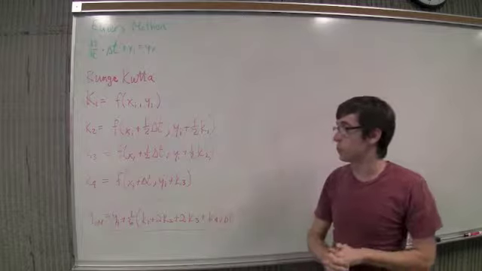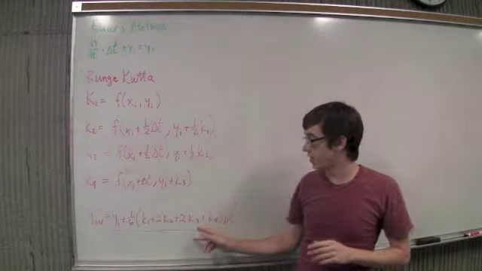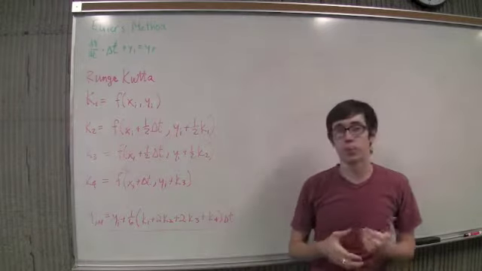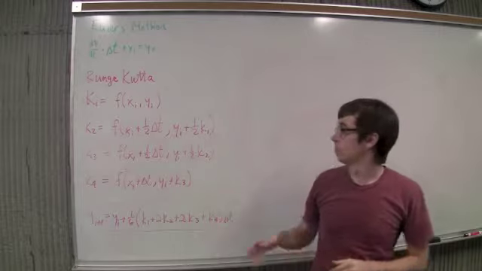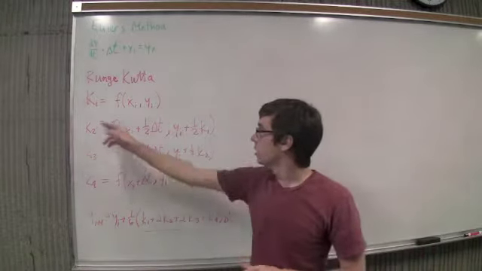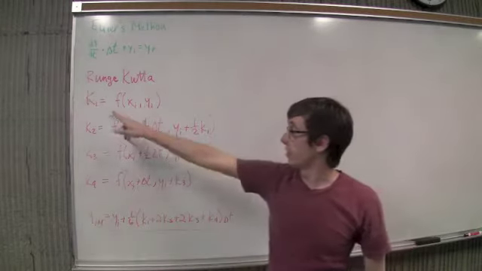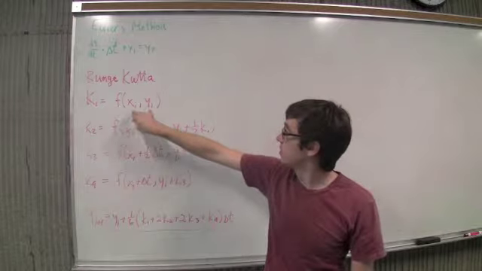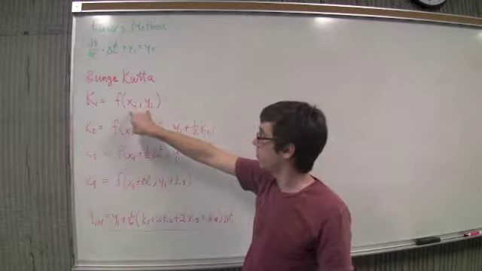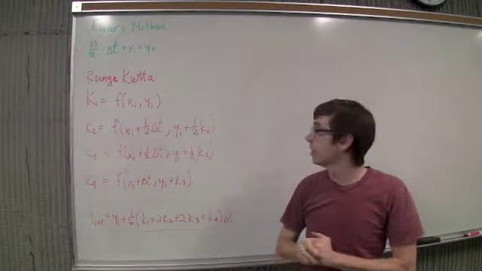The main difference with the Runge-Kutta method is that our rate of change is actually an average of several rates of change, which is outlined right here. They're labeled K1, 2, 3, and 4. The first one, K1, is exactly what we do in Euler's method. It is just the derivative evaluated at x and y, at your initial condition.